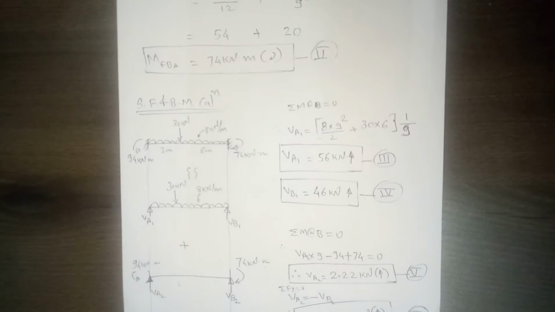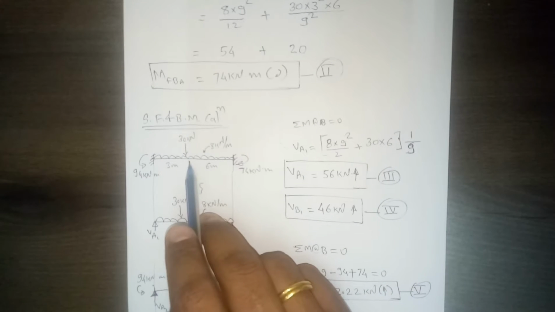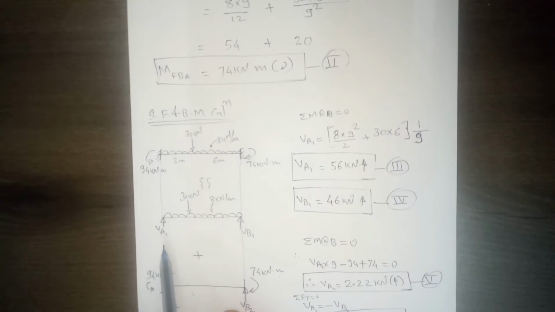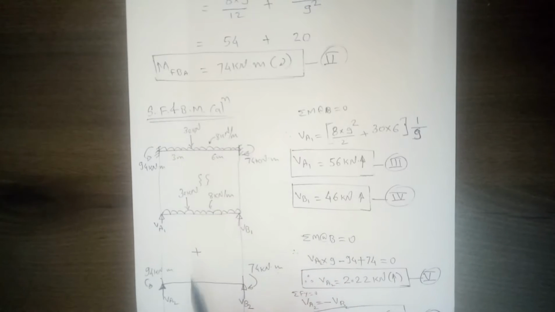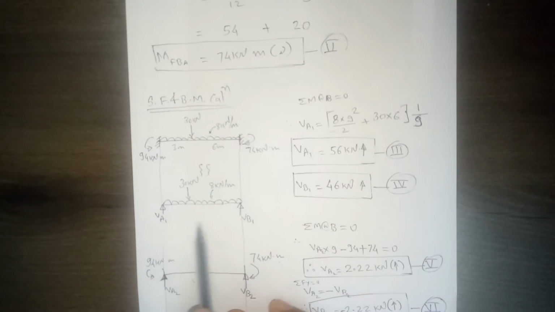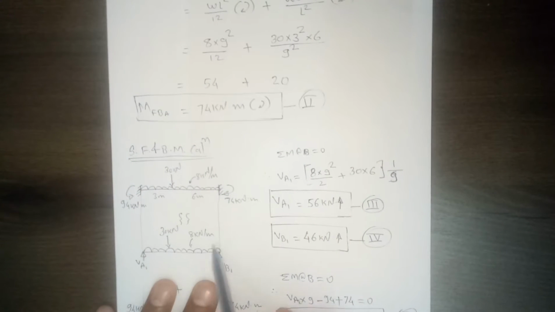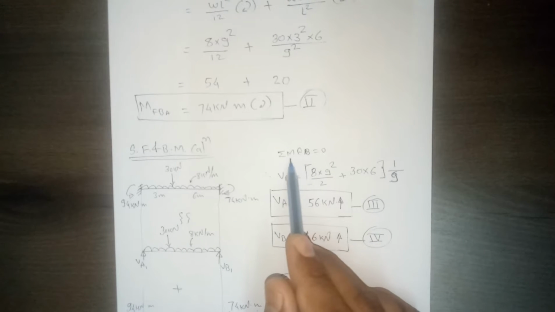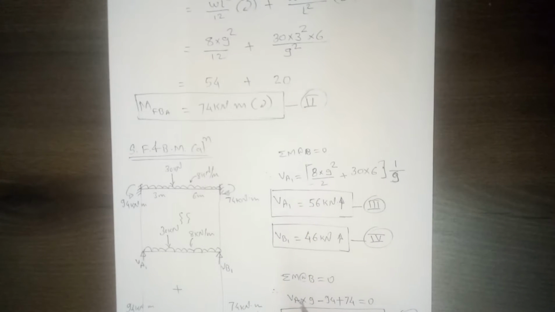If you want to calculate the reactions, you could simply find them on the whole beam itself. But since I told you we won't be doing it that way, we'll convert this problem into two parts. So for the first beam, you analyze and calculate the vertical reactions. Using the condition of equilibrium, the summation of moments about point B is equal to 0.